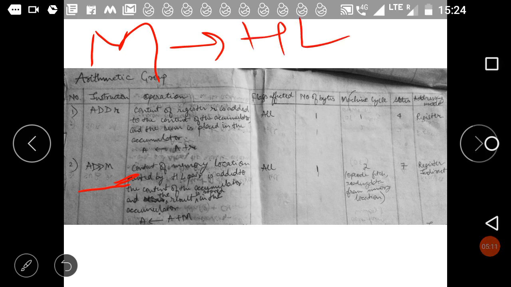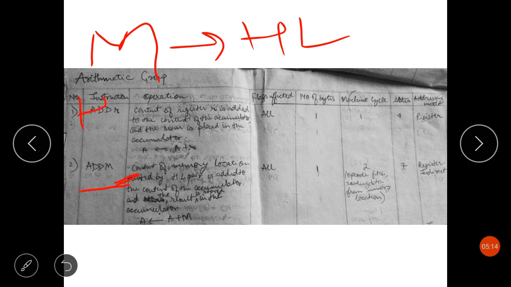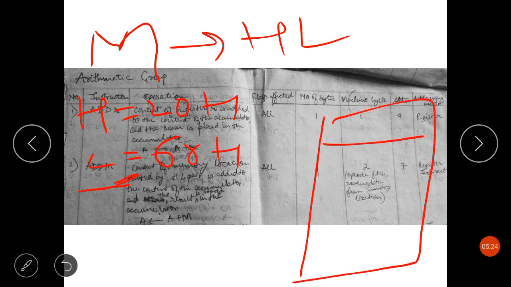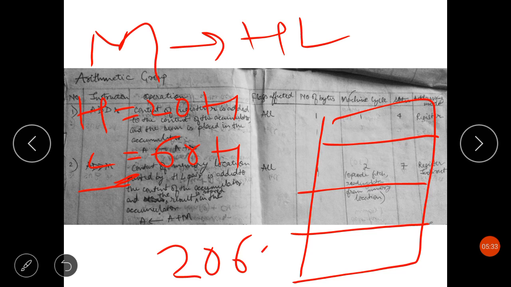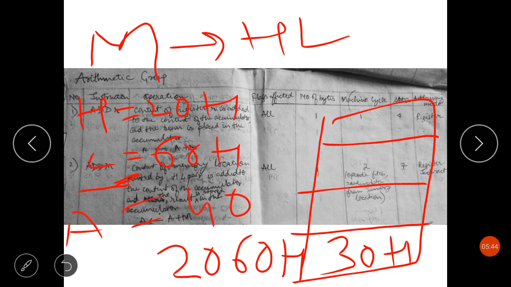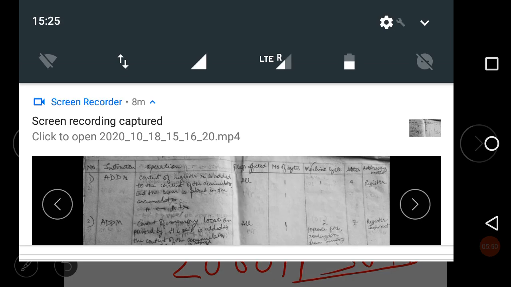Suppose at the time of execution of the instruction, the content of H is 20H and the content of L is 60H, and then we have the memory associated with the 8085 microprocessor. Suppose the memory location whose address is 2060H has the content 30H, and let us suppose the content of the accumulator is 40H. So after execution of the instruction ADD M, what will ADD M do?